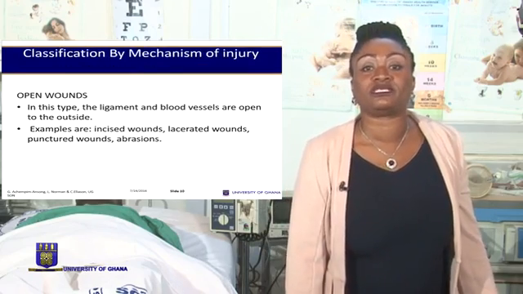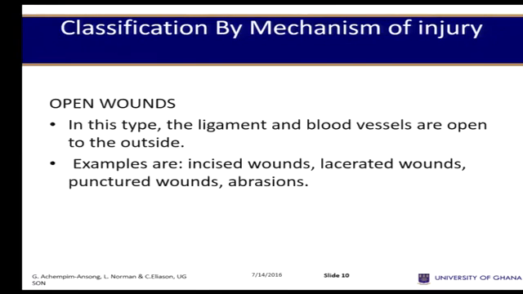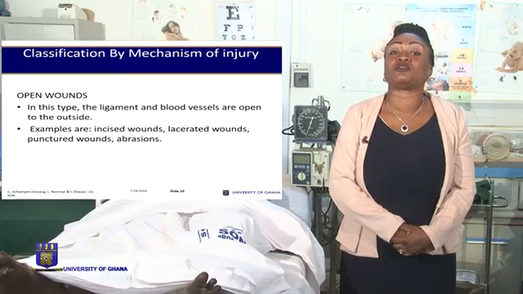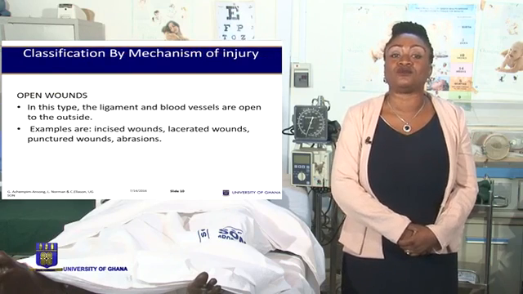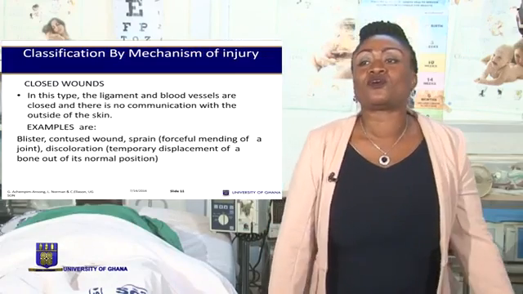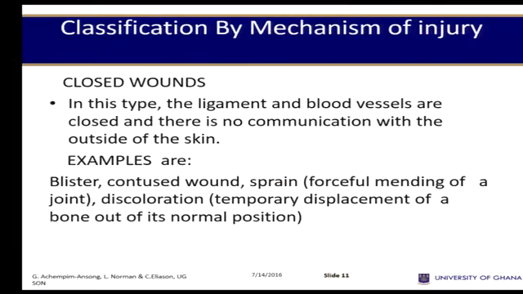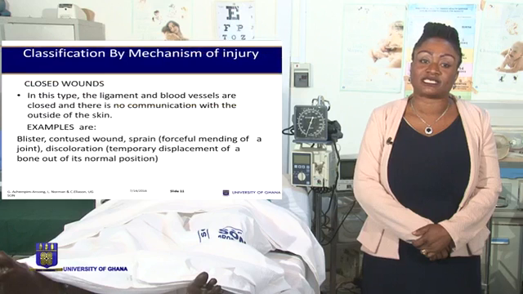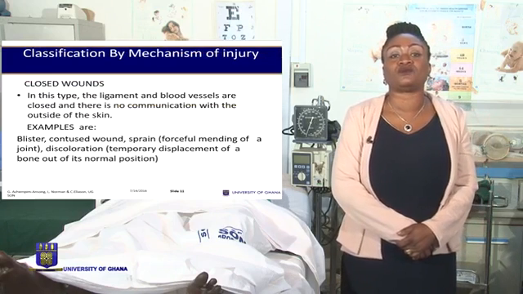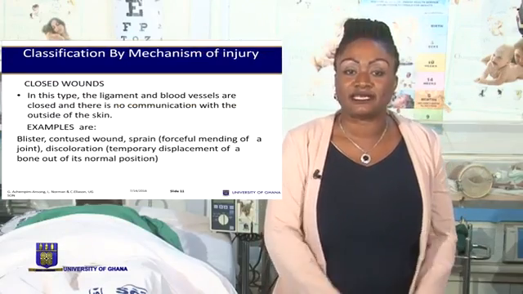Now, an open wound is a type of wound in which the ligaments and blood vessels are open to the outside, and examples include incised wound, a lacerated wound, and an abrasion. Closed wounds, on the other hand, are wounds in which the ligaments and blood vessels are closed and there's no communication with the outside of the skin. Examples of these wounds include contused wounds, and then we also have blisters and sprains.